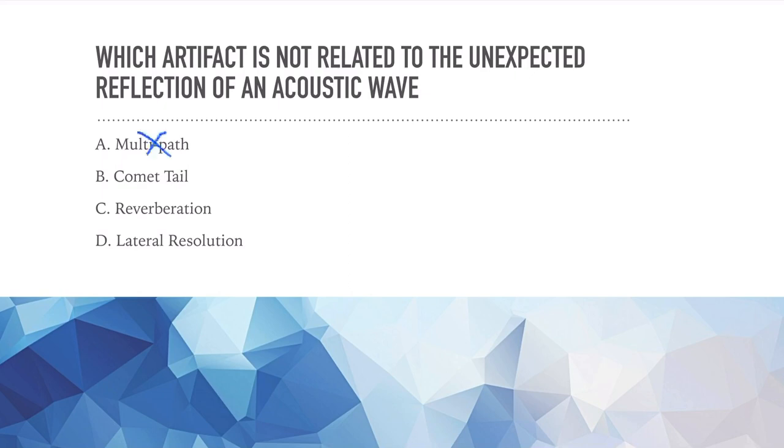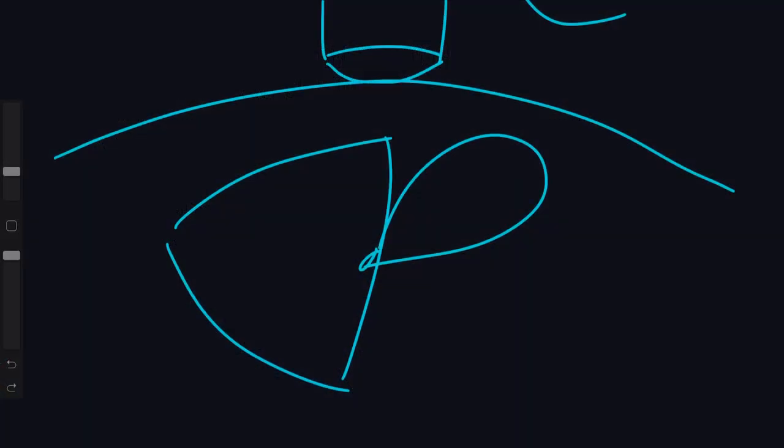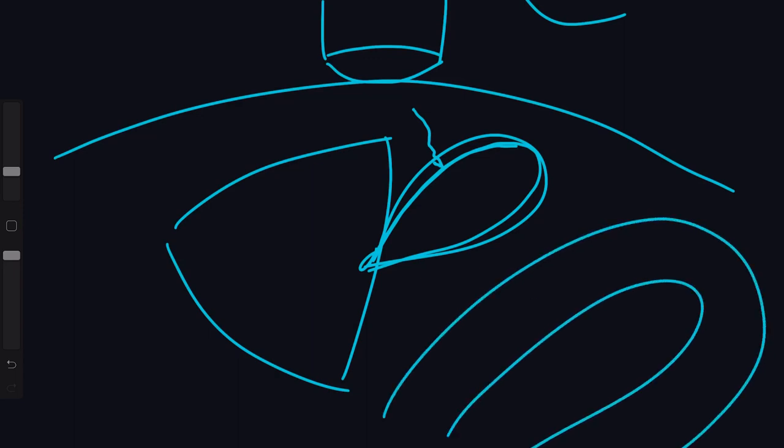Let's check out comet tail here. Let's say we have a calcified wall here, and I'm going to blow this up, just make it a little more exaggerated. The sound comes in here and it hits that calcified wall, and it comes back and it hits the other calcified wall. I'm going to make a big version of this. The sound comes in and it hits the calcified wall, and it bounces up and it hits this wall. Comes back, hits this wall, and then let's say it finally escapes. So it finally escapes and comes back.